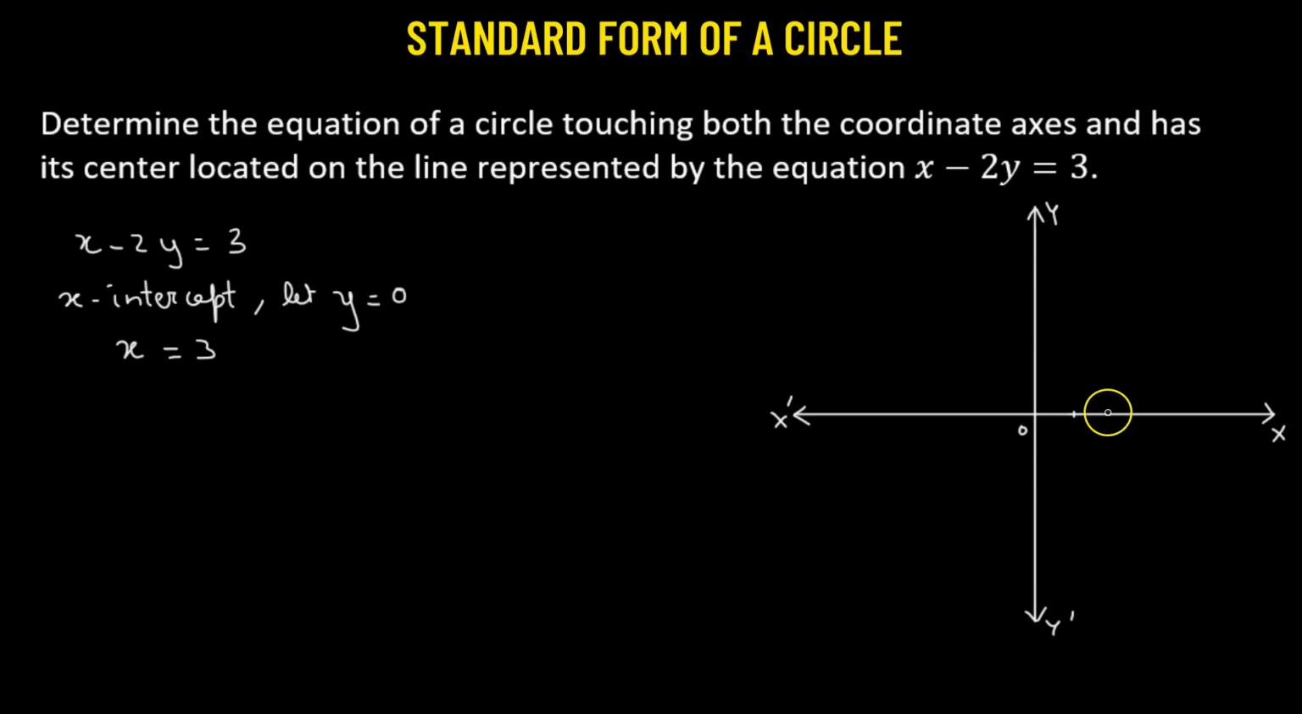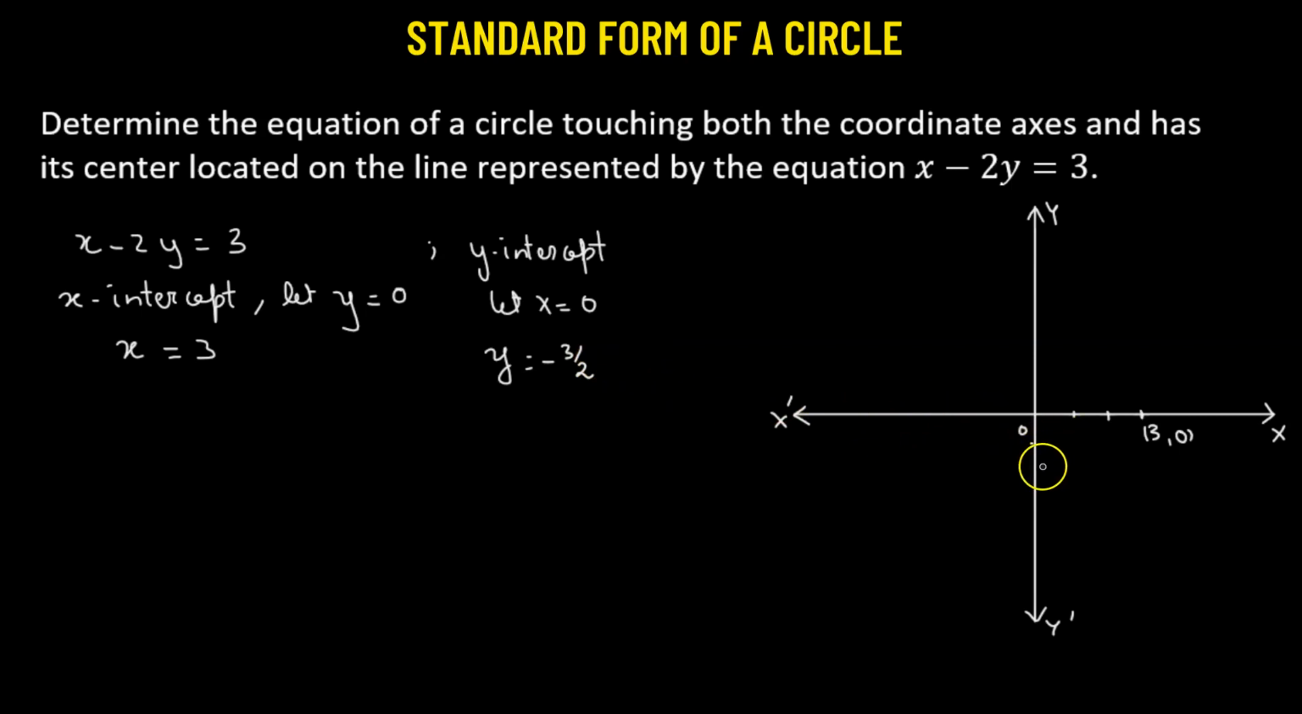So let's find it on the graph. Here we have the x-intercept, which is (3, 0). Then we will try to find out the y-intercept. To find the y-intercept, all we have to do is let the value of x go to 0. So when we let x go to 0, we have negative 2y equals 3. So y will be equal to negative 3 over 2. So this is going to be the y-intercept.